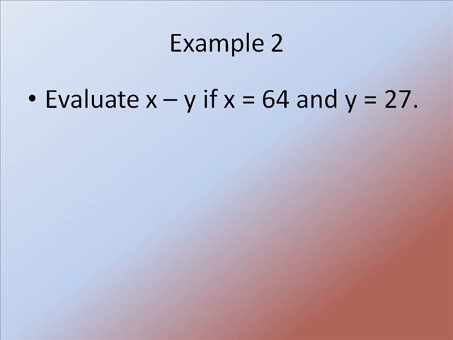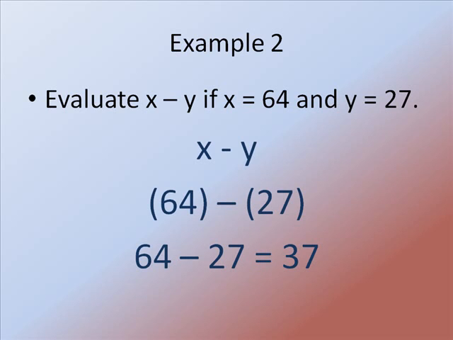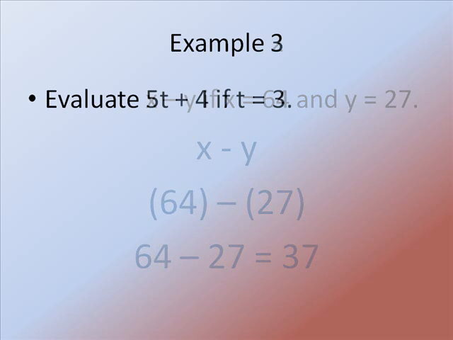Let's do a little bit of a trickier problem now. Example 2. Evaluate x take away y if x is 64 and y is 27. Now in this case, we have to replace both variables with numbers. As you can see, I've taken out the x and the y and replaced them with the proper numbers. That leaves us with a brand new problem. 64 take away 27. Once you do the math, you should get 37 as a final answer.